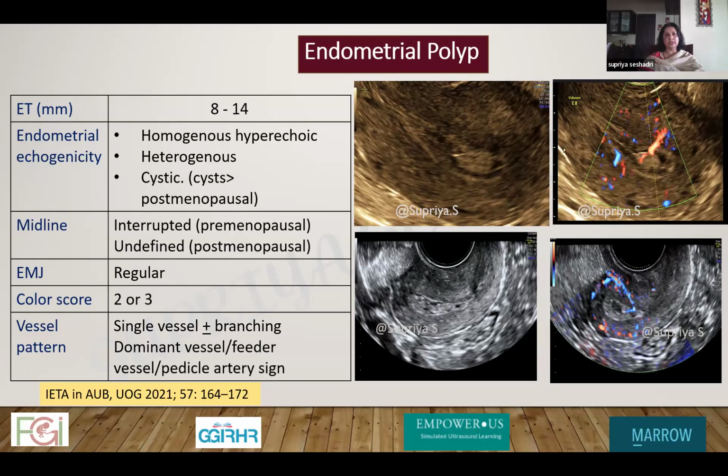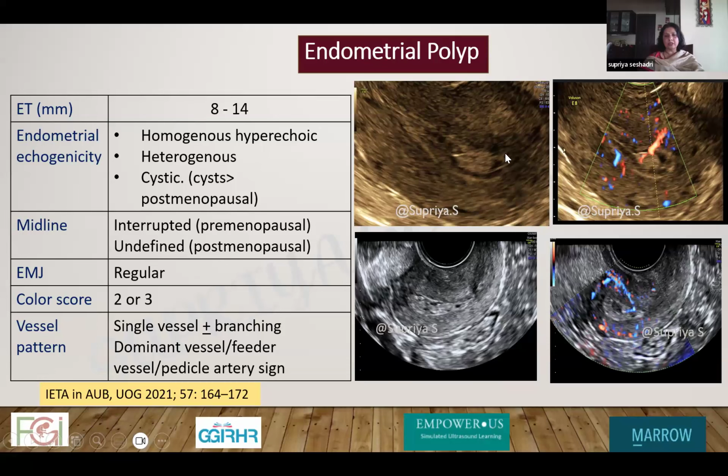First is the thickness, which again has a wide variation, anywhere from 8 to 14 millimeter. The echogenicity is homogeneous or hyperechoic. It can also be heterogeneous. It can be cystic. Now, cysts are more commonly seen in the postmenopausal group. Cysts are due to fluid collection in the glands. The midline is interrupted in the premenopausal group, not seen or what is called undefined in the postmenopausal. Now, this is a postmenopausal endometrium, this is a premenopausal endometrium, and these are the findings as I'm describing it.